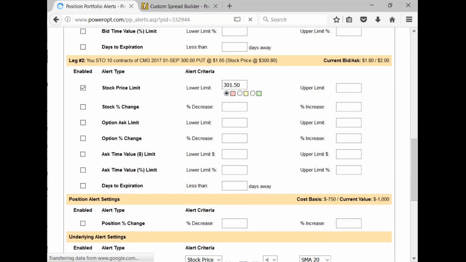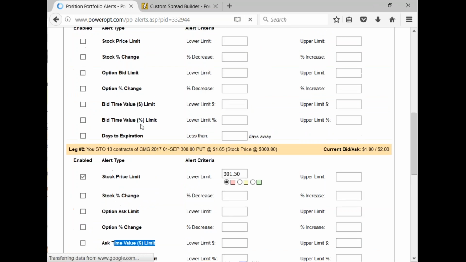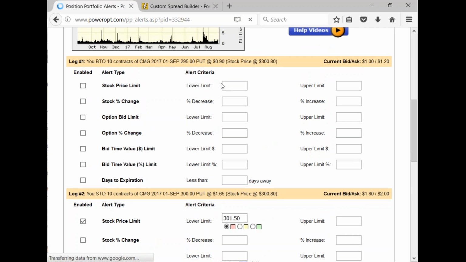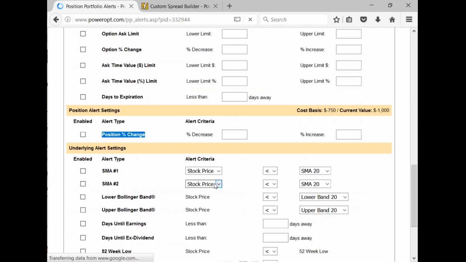Days to expiration, I put that in. These ask and time value limits on the individual options, don't worry about, but the percent position change. This takes a look at the total net credit of your position, and in this case, oh, this wasn't the 120. I'm sorry, this was the 90 and 1. This is a 75-cent net credit. So I want to be notified if the position, the debit to close, reaches about $1.50.